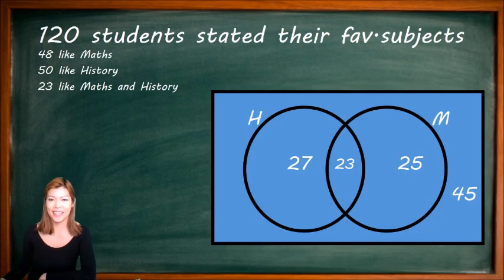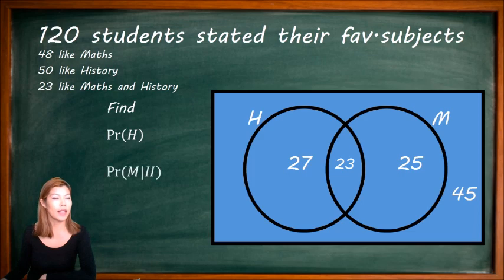Let's have a look at another example. 120 students stated that their favorite subjects are the following: 48 like maths, 50 say history, and 23 like both maths and history. Here's a Venn diagram that I prepared earlier. Let's have a look at the following questions. People that like history, people that like maths given history. For people that like history, we can see that there are a total of 27 plus 23, which is 50, out of the total of, in the question we said, 120.